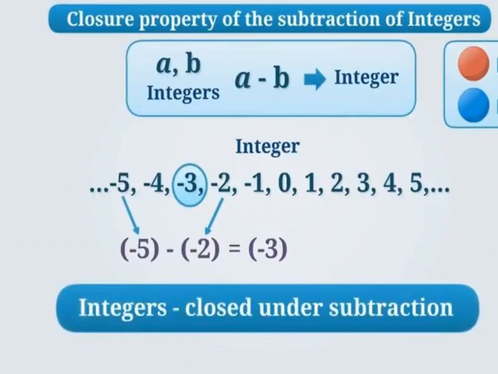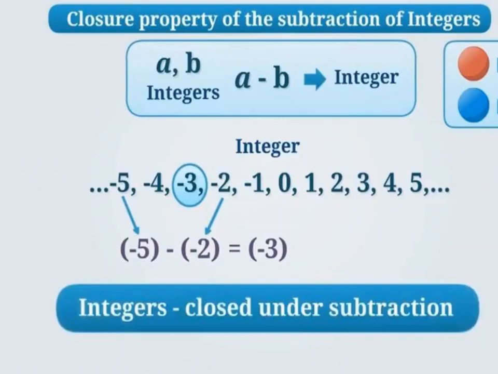Now we check the closure property of subtraction of integers. Suppose we take two integers a and b. a minus b is also an integer. Suppose we take minus 5 minus 2. We will subtract these two integers. Minus 5 minus of minus 2. Then we get minus 5 plus 2, because minus into minus is plus. Then the resulting sum is minus 3. Why? Because the resulting sign of the integer is the same as the bigger integer.